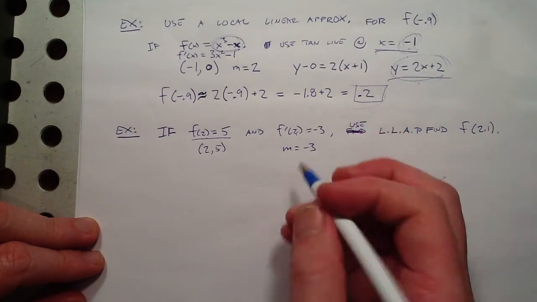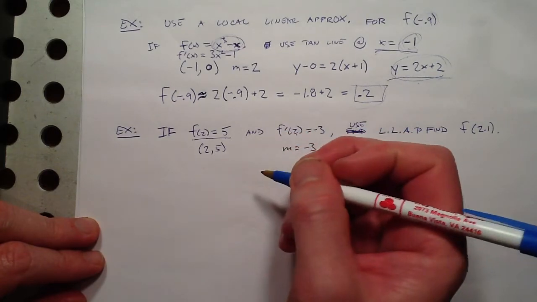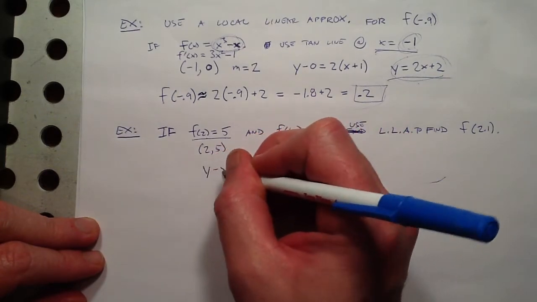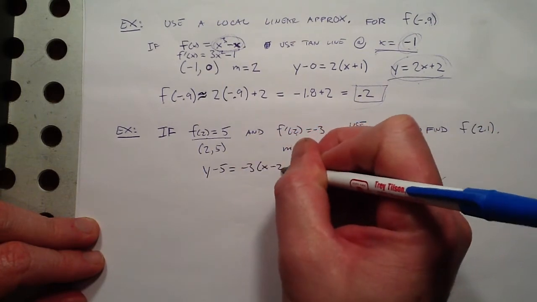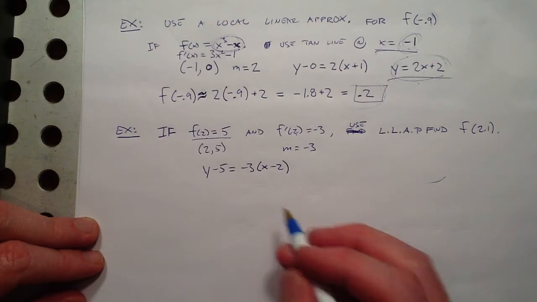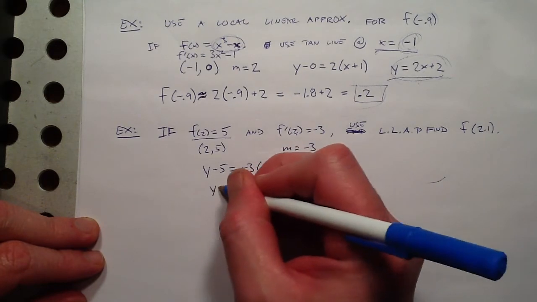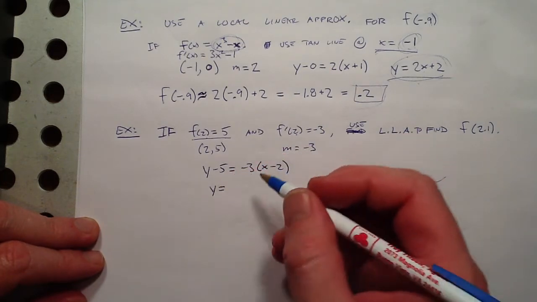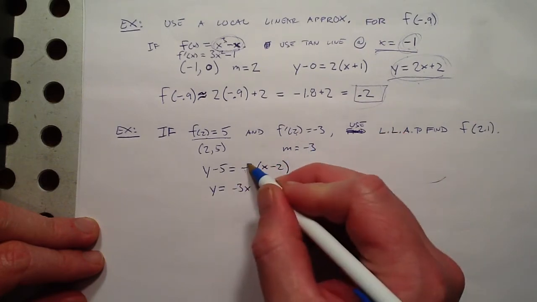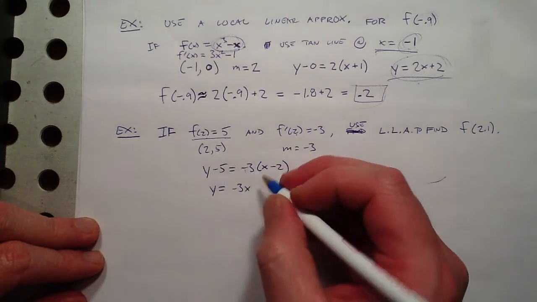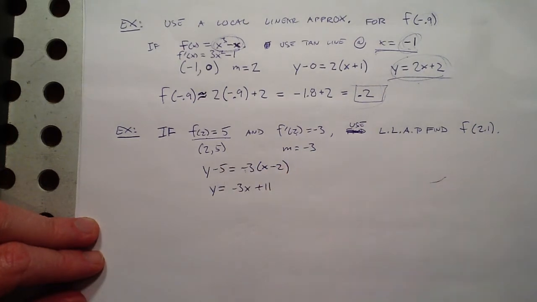So let's go ahead and write the equation for our line. In point slope form, y minus 5 is equal to negative 3 times x minus 2. And since I'm going to be plugging in, I'm going to go ahead and get it in slope-intercept form. That's negative 3x, plus 6 plus 5, that would be plus 11.